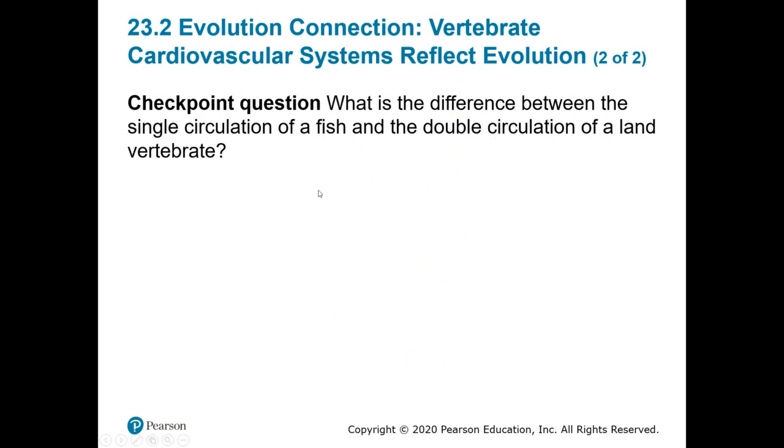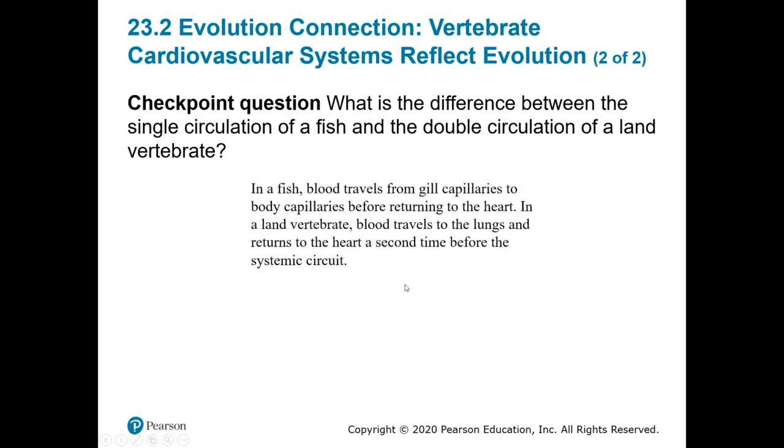All right, so what's the difference between the single circulation of a fish and the double of a land vertebrate? In fish, the blood just goes in one direction. All right, it goes from the heart to the gill to the systemic, heart, gill, systemic. Whereas in the 3 and 4-chambered heart, we go to the lung, back to the heart, to the systemic, out to the lung, back to the heart, and then the systemic. So it's a double circulation.